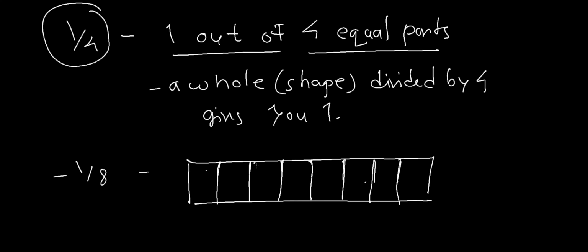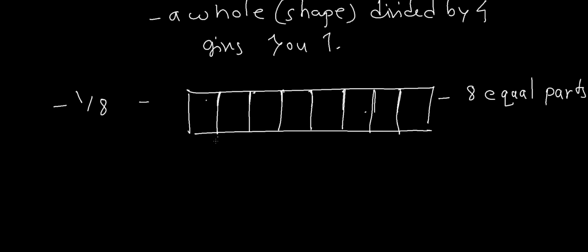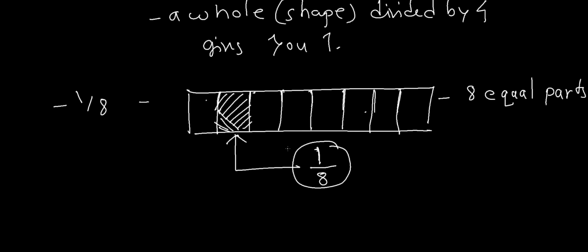Now we have to select. So these are 8 equal parts. Now we have to select one out of that. So say I have selected this one. So this becomes 1. But how do you represent 1? From which set? So out of 8 equal parts I have selected 1. That is the representation of this grouping in terms of fractions, 1 by 8.